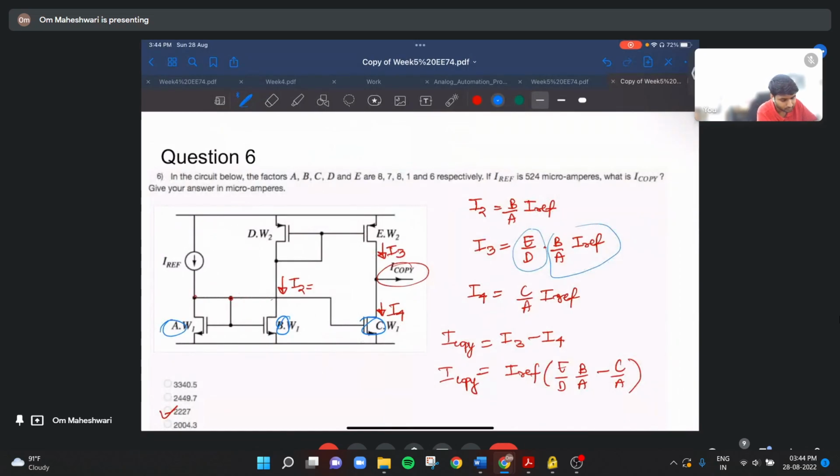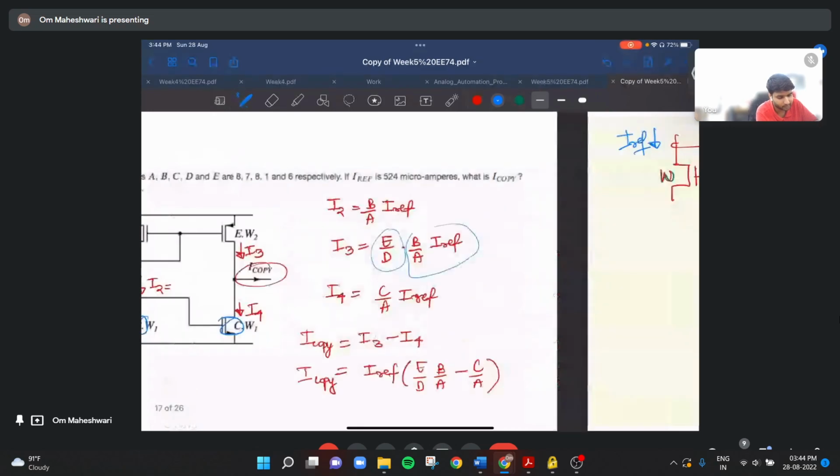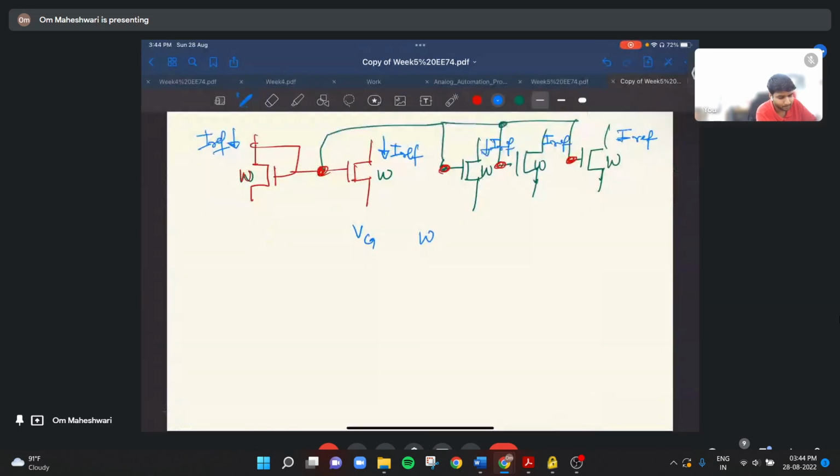So these transistors, the current will not divide among these transistors. Current will copy. That is why it is called a current mirror. It mirrors the current.